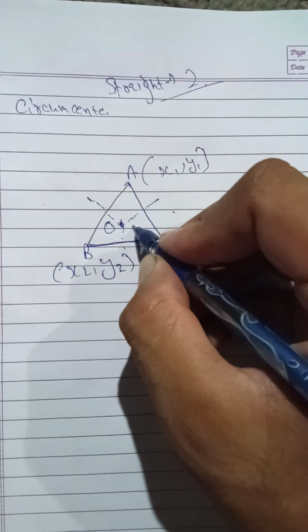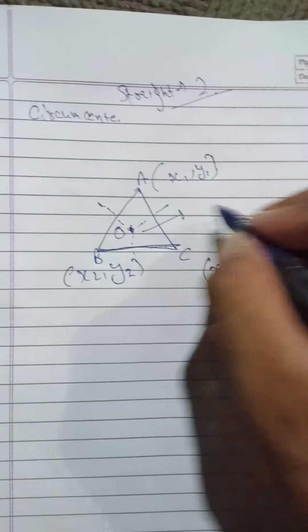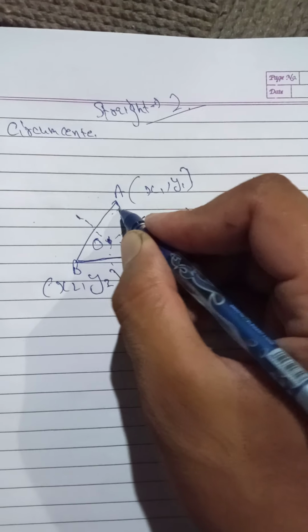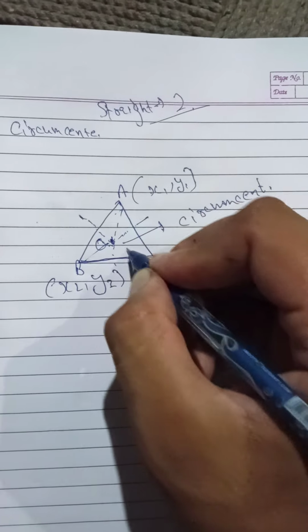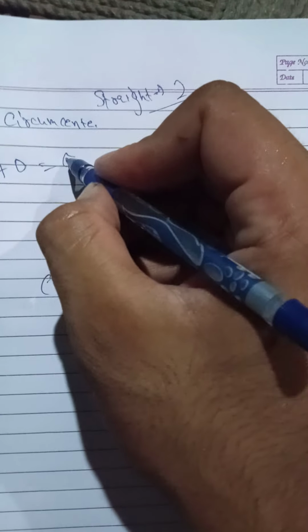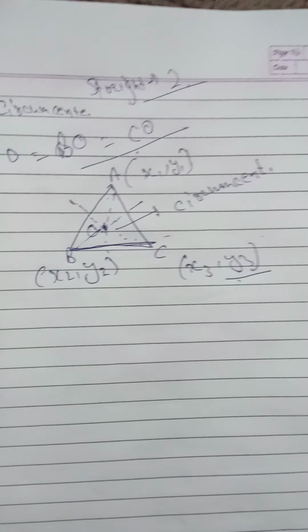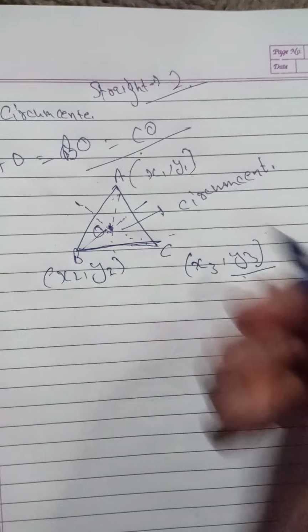Then this point O will be the circumcenter, and one property is that it is equidistant from the vertices. It means AO is equal to BO is equal to CO. This is the property of circumcenter.